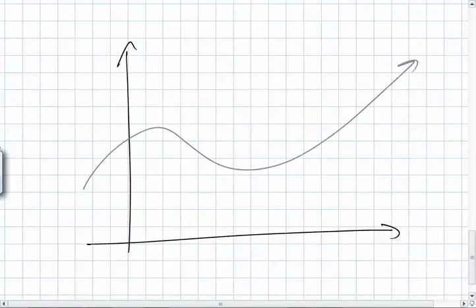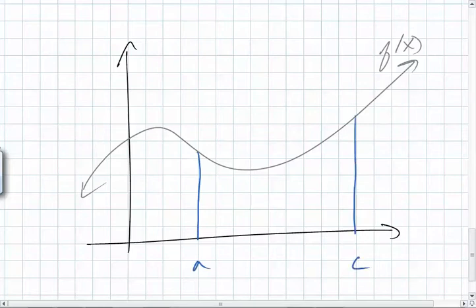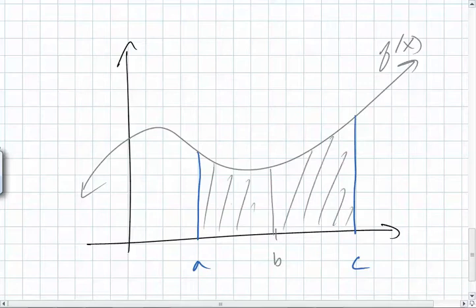Like this. So this right here is your f of x. And let's say we're going from A all the way to C. Now, if B is between, let's say B is right here, does this plus this equal the whole thing? Yeah. Pretty clearly it does, right?